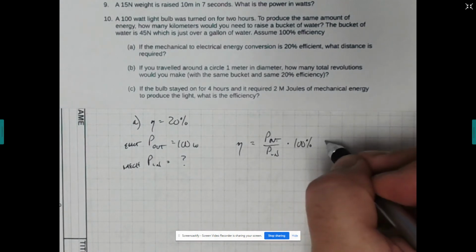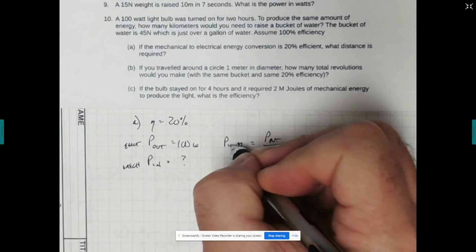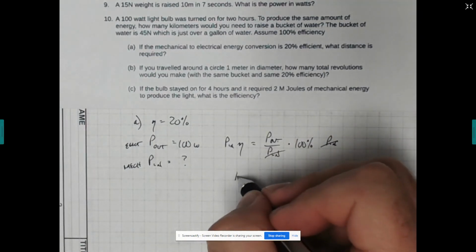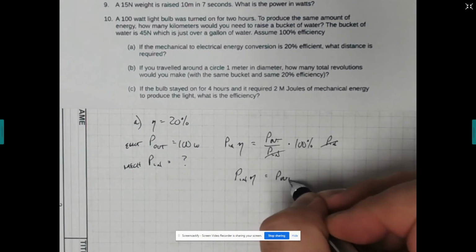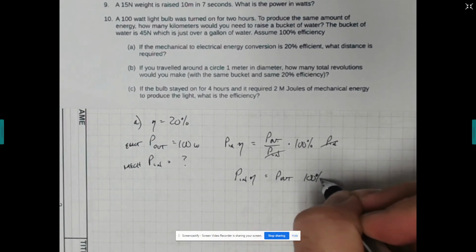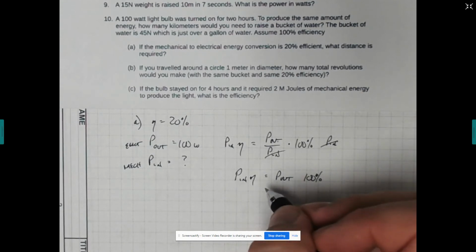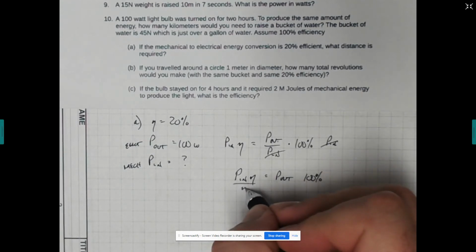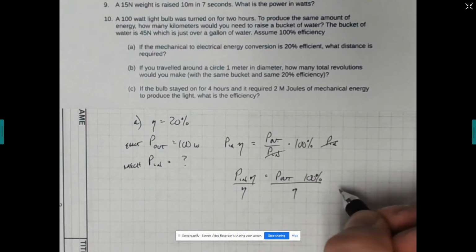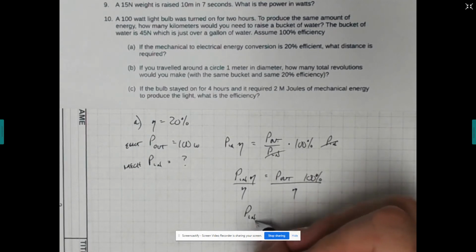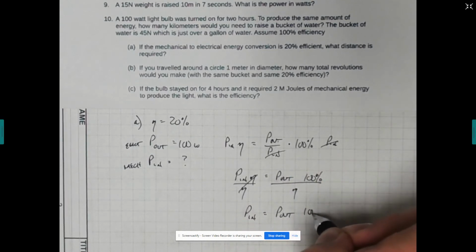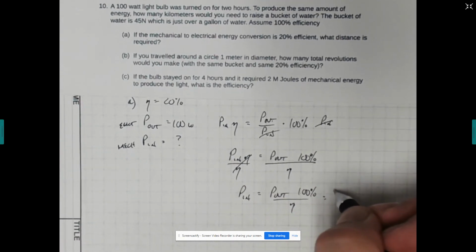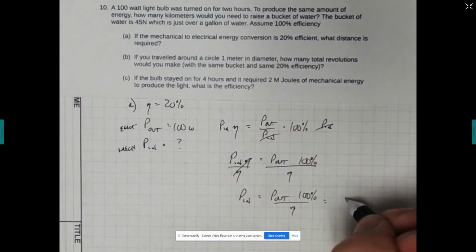So first let's get him off the bottom. We're going to multiply both sides by power in. We'll get him off there. So we'll say the power in times the efficiency is equal to power out times that 100%. Okay, we want the power in, so we're going to divide now by the efficiency. And we end up with the power in is equal to the power out times 100% over the efficiency. And now we can solve all that, because the power output was the 100 watts.